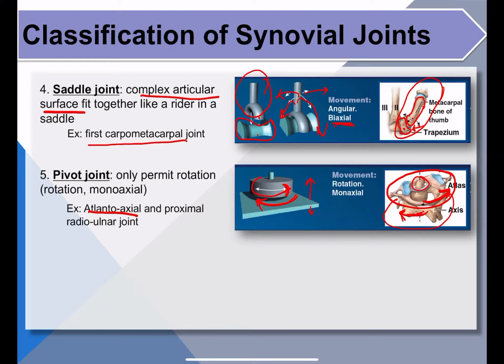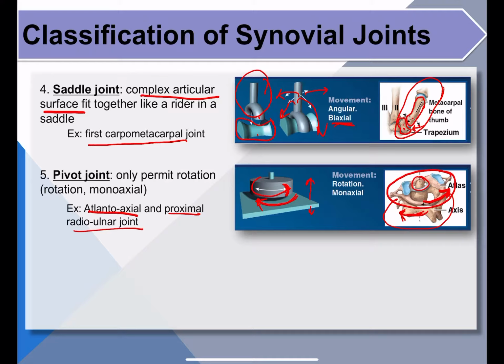The other example of a pivot joint is the proximal radial ulnar joint, which is right at the elbow. It allows for your supination and pronation articular motion. The radius actually rotates next to the ulna as you are doing that motion of supination and pronation. So that is why when you're looking at the head of the radius, it actually looks like a round shape for that rotation.